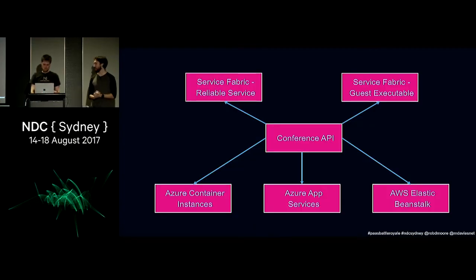Looks something like this. So this is illustrating that fact that Matt just talked about around vendor lock-in. We've got one code base and we've deployed it to container instances, App Services, Elastic Beanstalk, and we've also deployed it to Service Fabric in 2 different ways. And if we have time, we'll dig into a little bit why there's 2 different ways. But the same code base works on all of them. We've had it running.